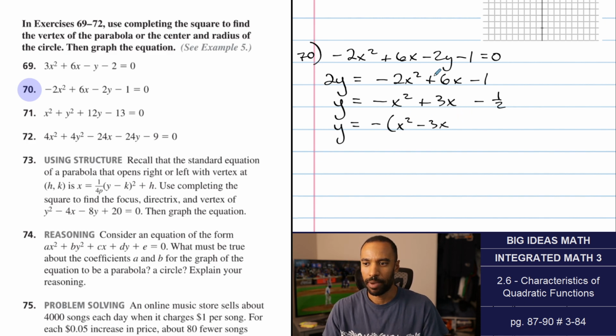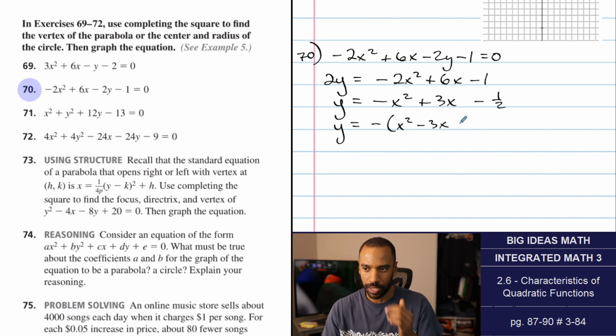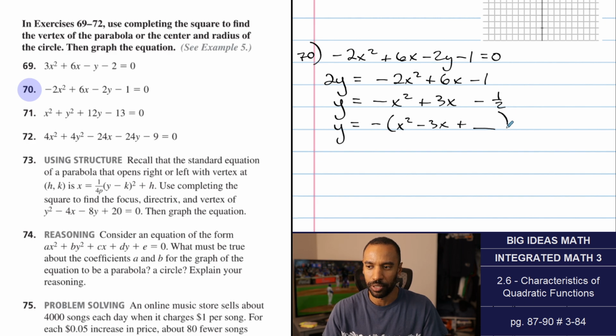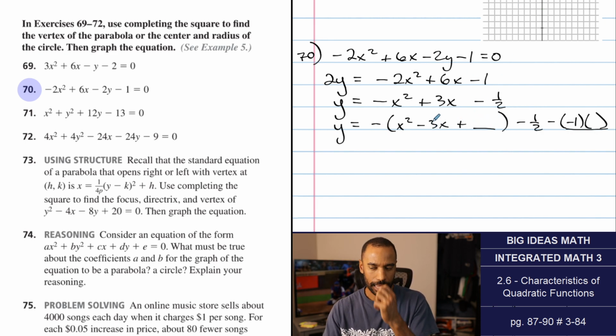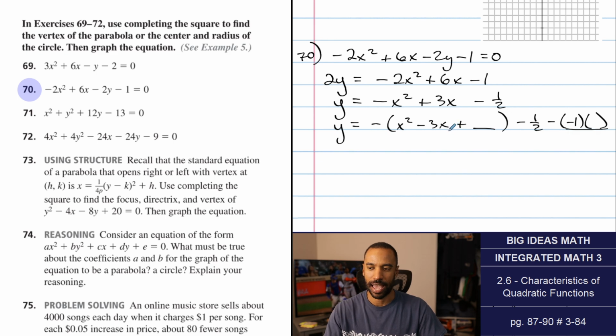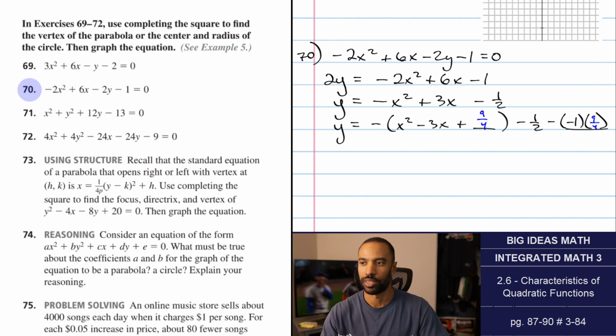Now, dividing by 2 isn't what's going to cause this little issue right here with the fraction. But in completing the square, I am going to get a fraction. I have the minus 1 half, and I'm going to subtract negative 1 times whatever goes here. And I say negative 1 because this is treated like a negative 1. Now, negative 3 divided by 2 is negative 3 halves. Negative 3 halves squared is 9 fourths. So this is 9 fourths right there.